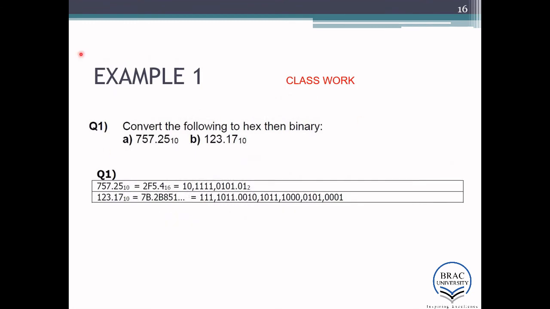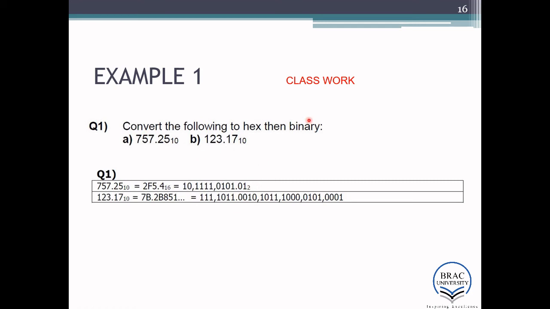This is the example, a couple of examples we already discussed. It says convert the following to hex then binary. So you have been given the decimal number 757.25. You need to convert it to hex and then binary. So converting to hex, divide by 16. You will get 2F5.4, and if you convert it to binary, you will get something like this.